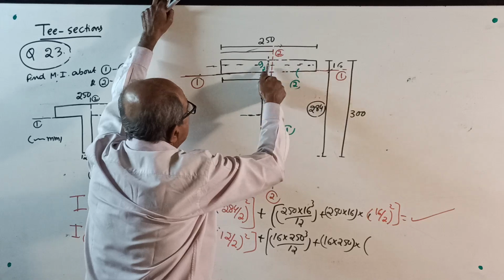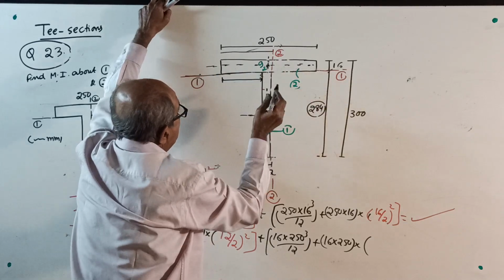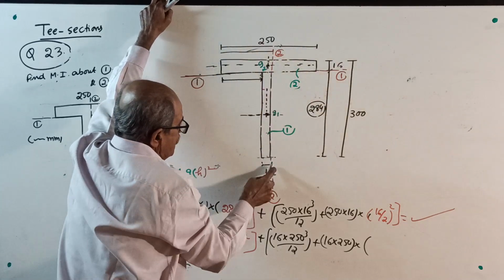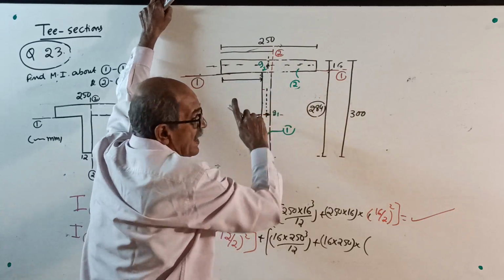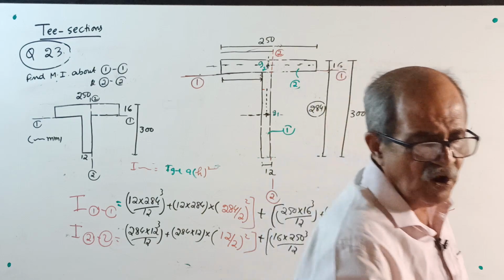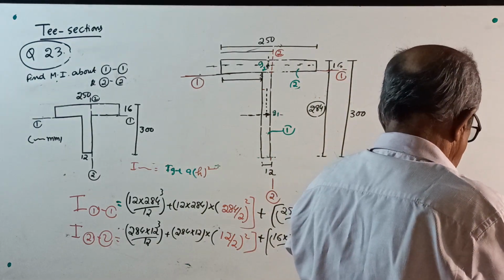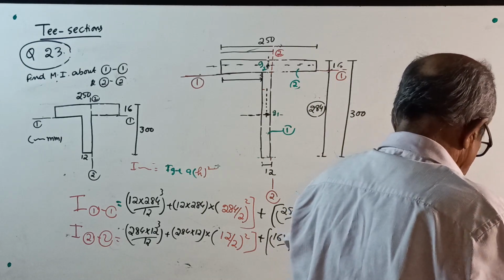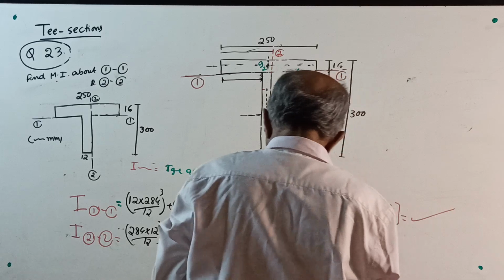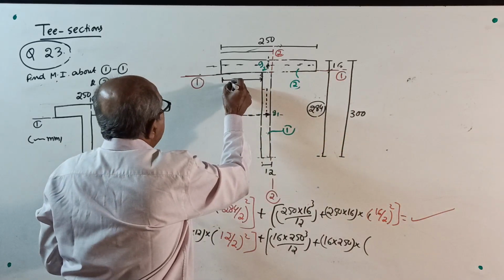Centroid is at what? 250 by 2. This is 250 minus 12 divided by 2. See, each offset is symmetrical. 250 minus 12 divided by 2. Calculate, it will come 119.